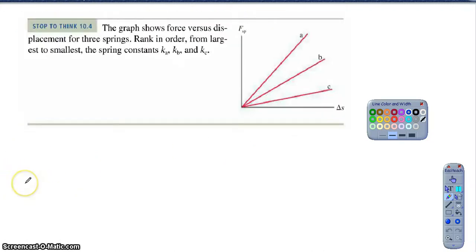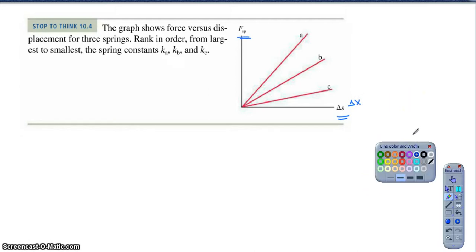But anyway, let's look at a quick concept question, and hopefully a pretty easy one here, but it is a very important one too. So the graph shows the force versus displacement. Sometimes they do use delta S instead of delta X, but they're really the same thing. Rank in order from largest to smallest the spring constant.